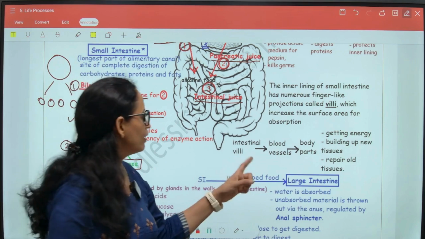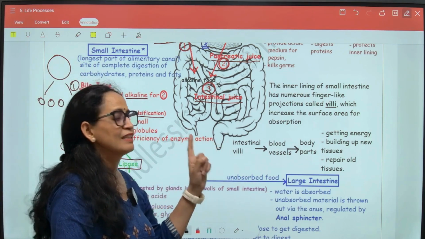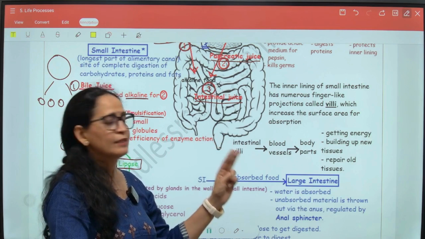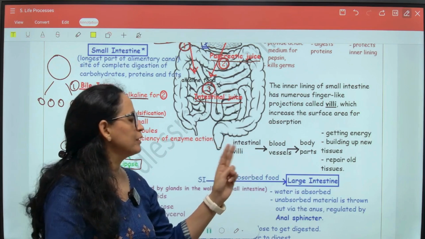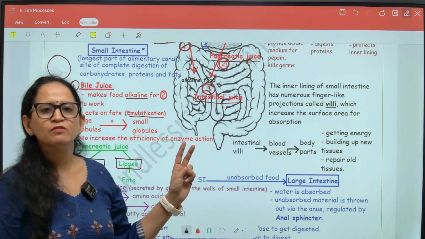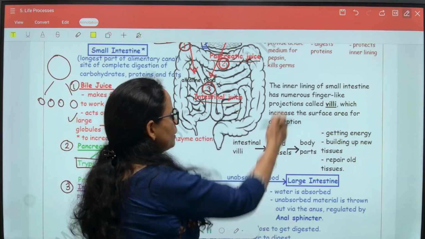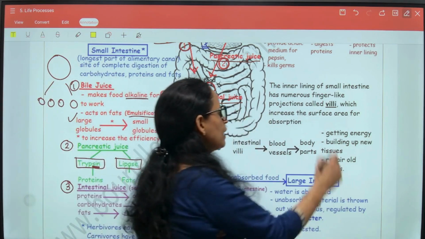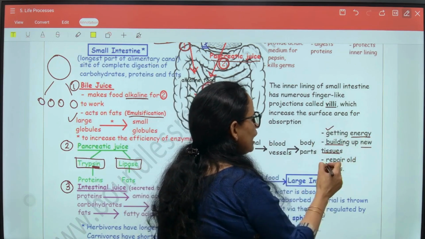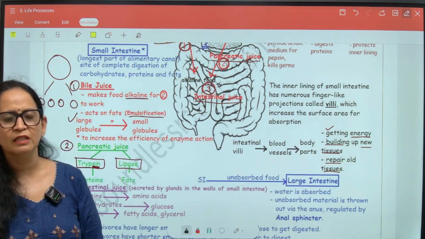So the first structural benefit of villi is that they increase the surface area for absorption. Second benefit is that they are lined with dense network of blood vessels, because of which the absorption becomes very efficient. Now when the nutrients are absorbed into the bloodstream, they are used for getting energy, for building up new tissues and for repair of the old ones. So these are the three basic energy needs for any cell.